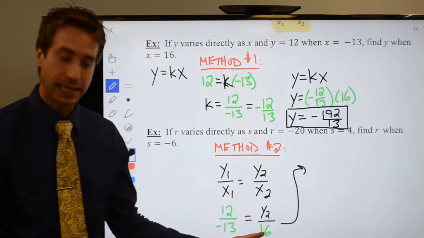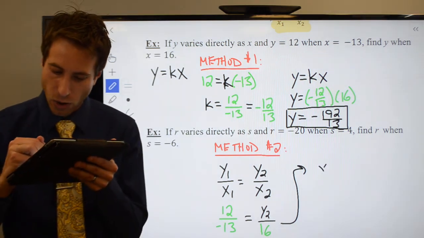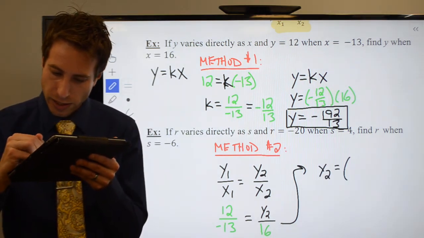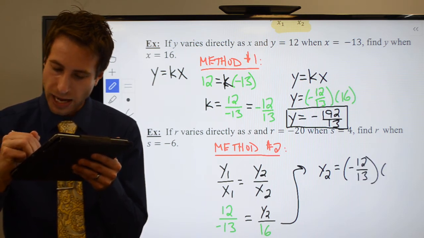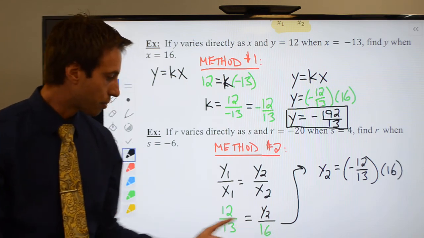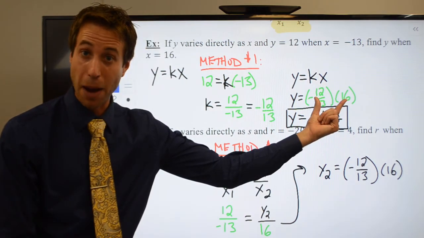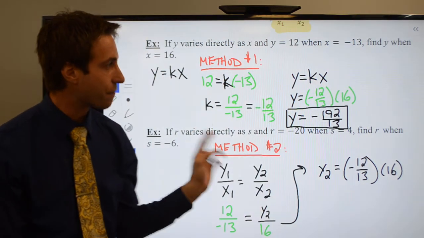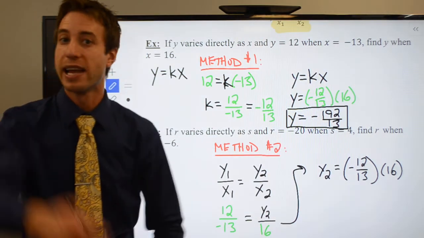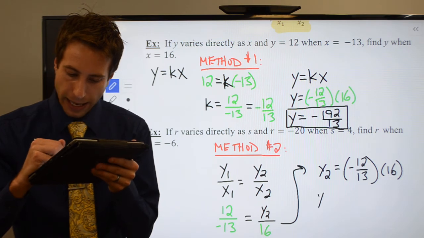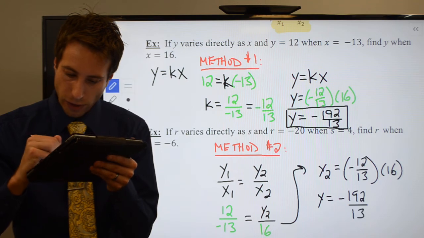Please notice the 16 is in the denominator. I will need to multiply that to the other side. y2 is equal to negative 12/13 times 16, because I multiply that 16 to the other side. Please notice this is exactly what I wound up with up here. The only difference is I didn't have to find k first and then go back and redo it. By using this formula, I get to it in one shot, and you still wind up with y is equal to negative 192 over 13.